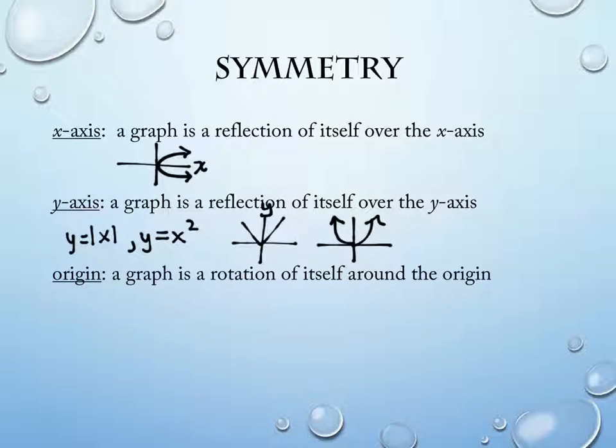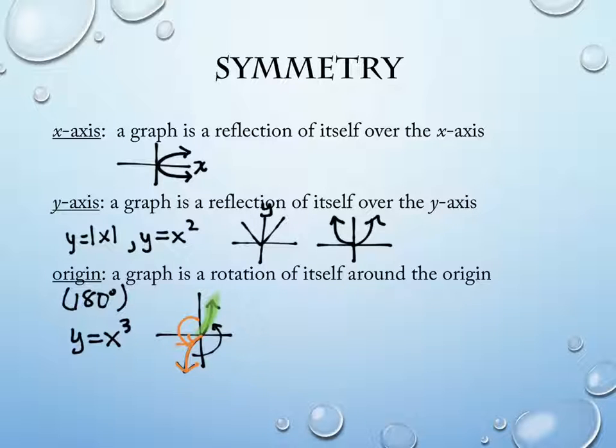Origin's a little different. Origin is a rotation of itself around the origin. So you can think about being 180 degrees. That's a good way to think about it. And we did see an example of this. We saw the example when we had the cubic one. I'm just going to draw a particular, just a y equals x cubed graph, but it looks something like this. And if you can imagine taking this top piece right here and rotating it 180 degrees, it would actually end up landing on this bottom piece. And likewise, the bottom piece would land up here on the top. That didn't draw very well. Let me try it again. Okay, so that's a rotation symmetry. We call it an origin symmetry of 180 degrees.